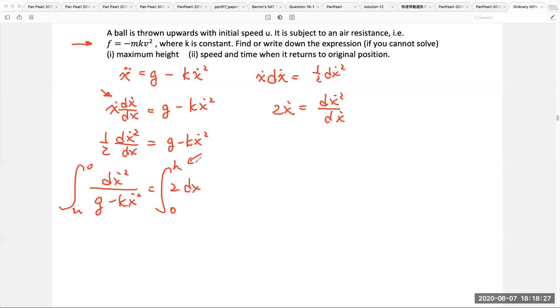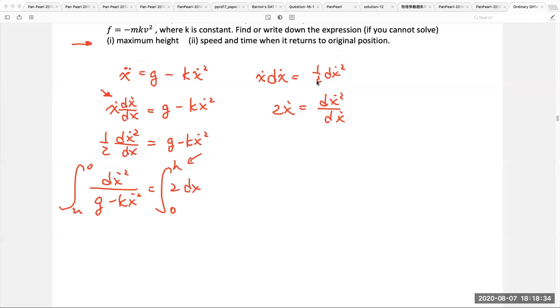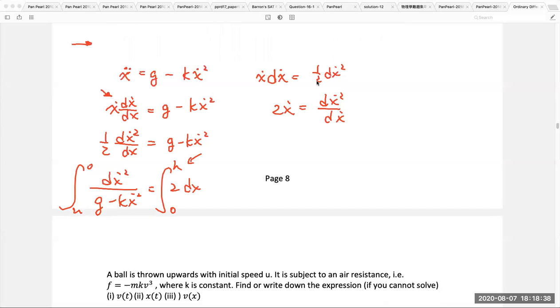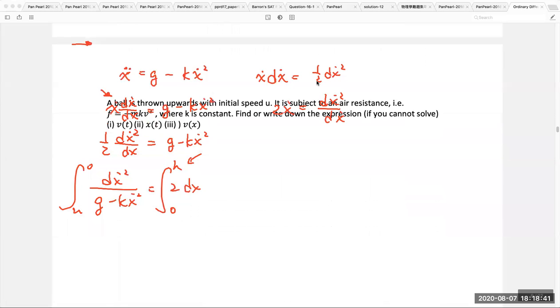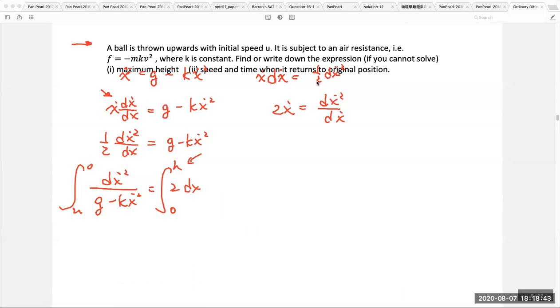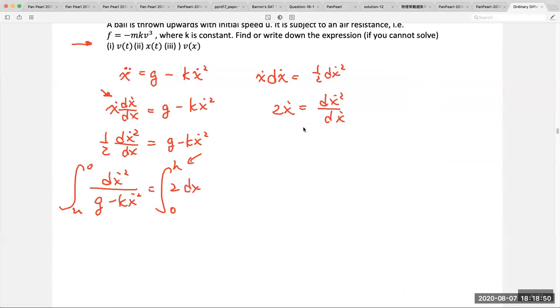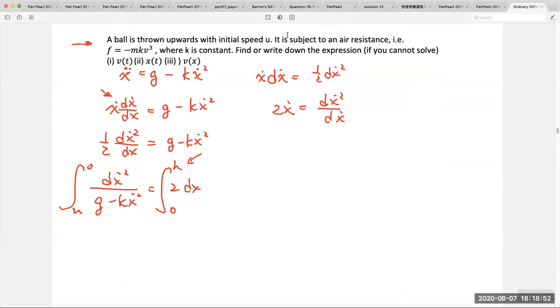Okay, so you can solve it by yourself now. No question? Then let's see if it is x dot cubed. So if it is x dot cubed, you change the formula a little bit.